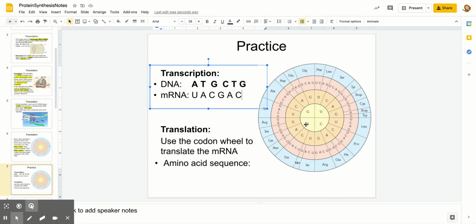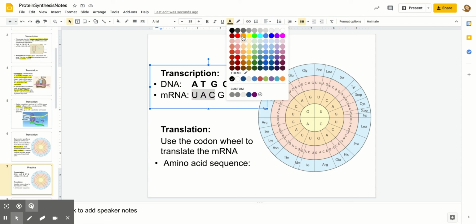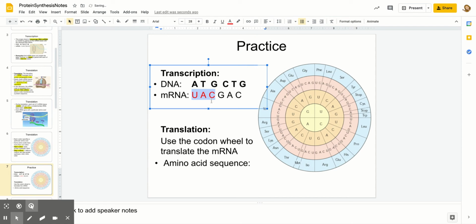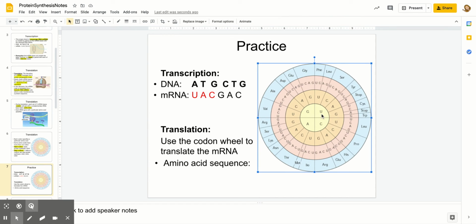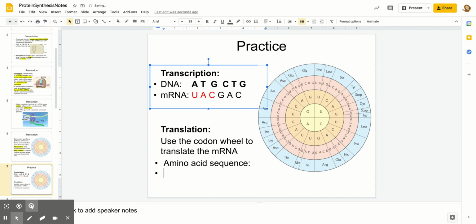You always start in the middle and work your way out. So my first codon, my first group of 3, is UAC. So I'm going to start in the middle with UAC, which leaves me to this amino acid. So my amino acid sequence, my first abbreviation is TYR.